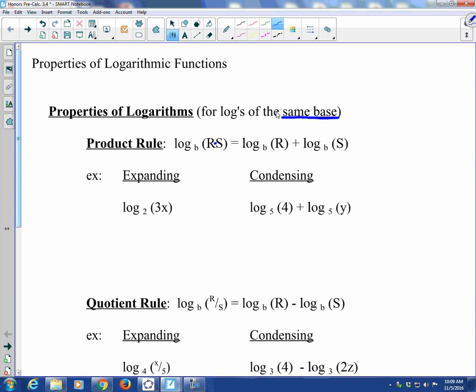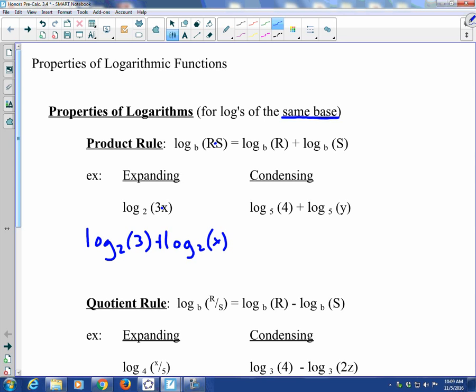So if we want to expand an expression like log base 2 of 3x, right, where we're seeing a multiplication between our 3 and our x, we can say this is log base 2 of 3 and then plus log base 2 of x. This property also works in reverse.